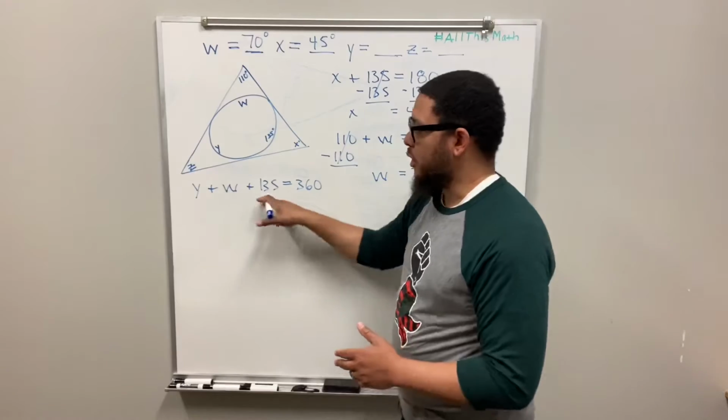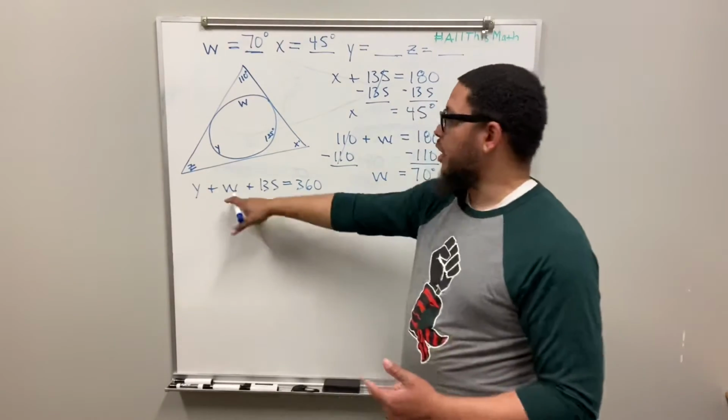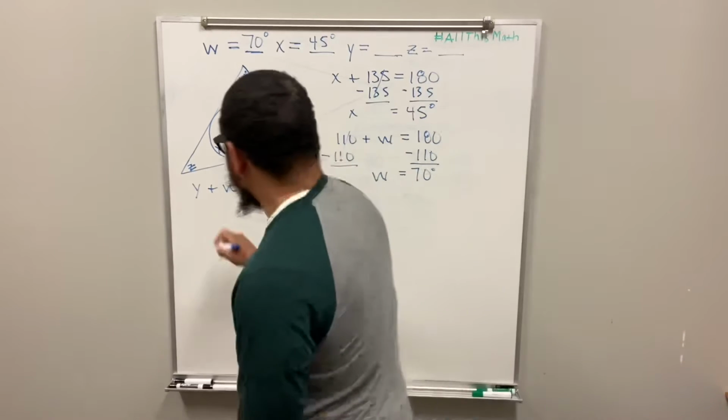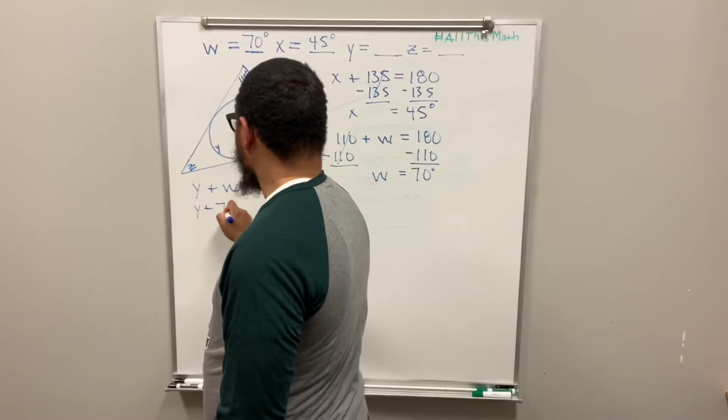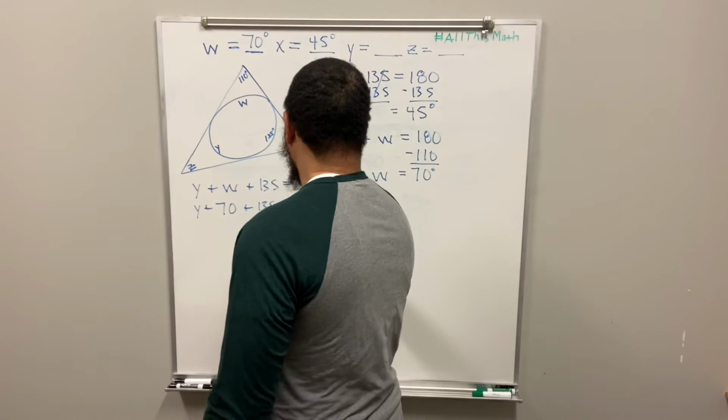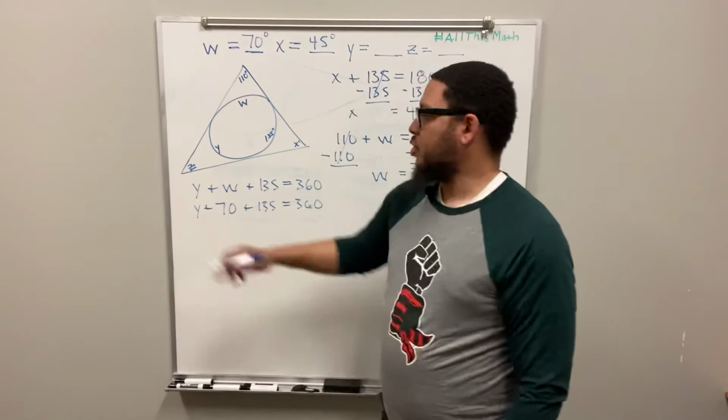This is only one equation. But lucky for me, I already know what W is. W is 70 because we did that work right here. So now I could just say Y plus 70 plus 135 is equal to 360. And now I want to solve for Y.